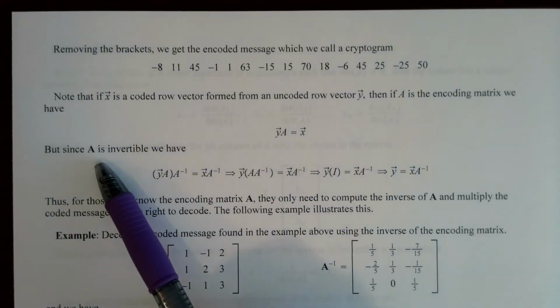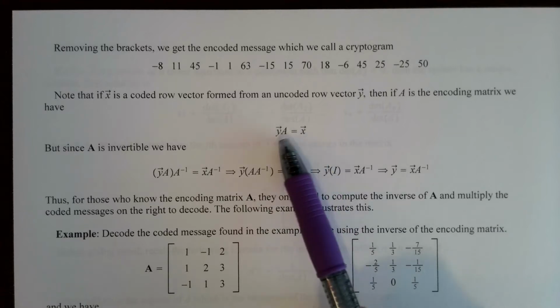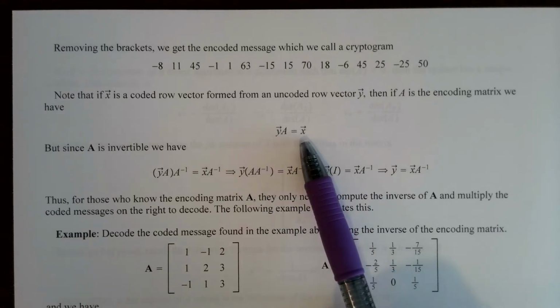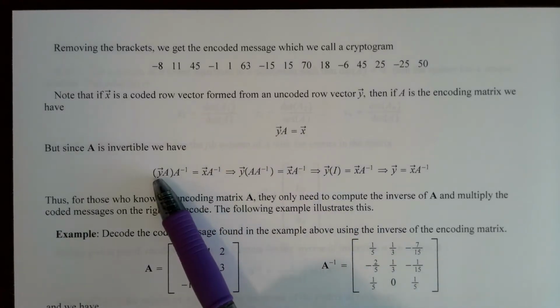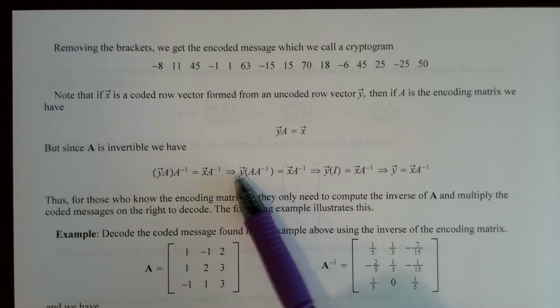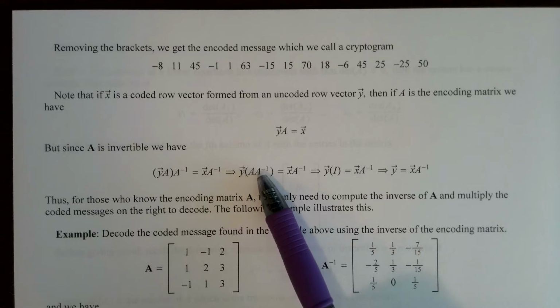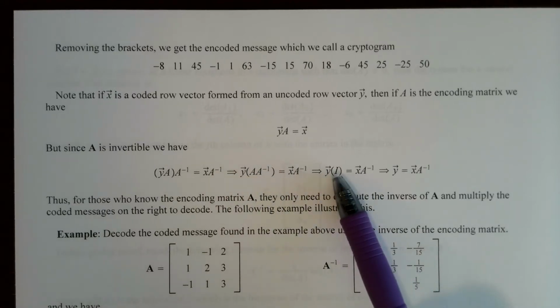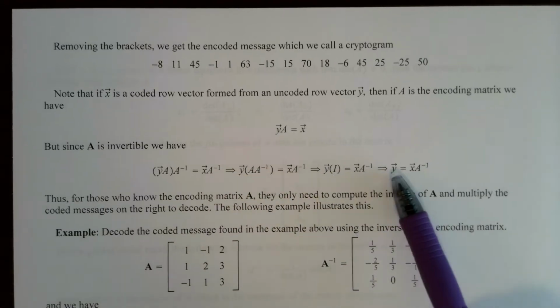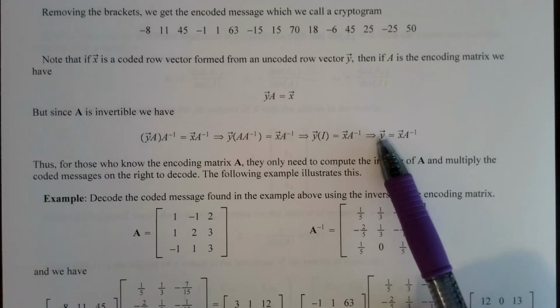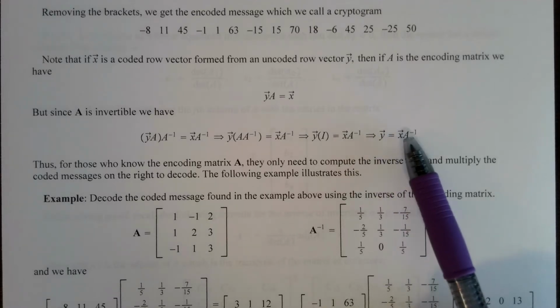But since A is invertible, I can multiply both sides of this equation by A inverse on the right, right? Then regroup here, in other words, use the associative property of multiplication to write it this way. And we know what happens when we multiply A times A inverse. I get the identity. And of course, Y times the identity is just Y. And so you see, to recover the uncoded row vector, we will multiply the coded vector by the inverse of A on the right.